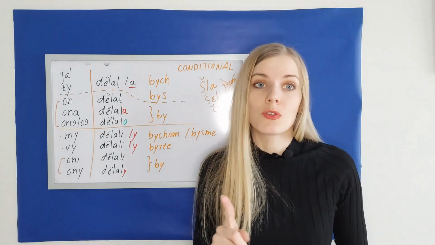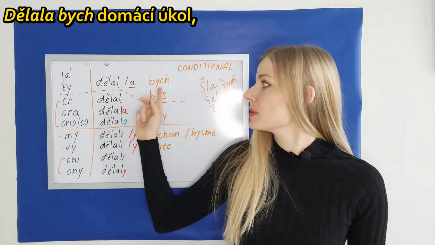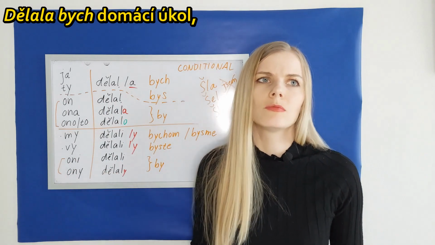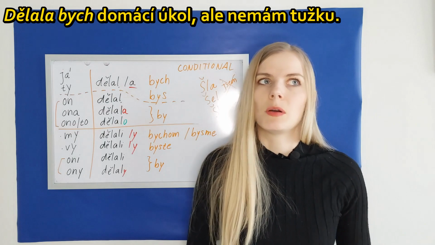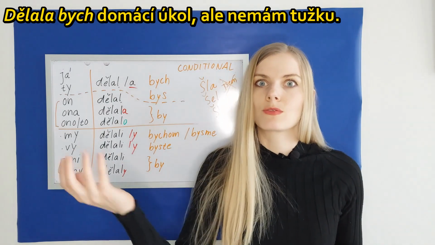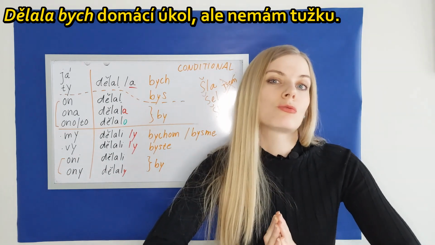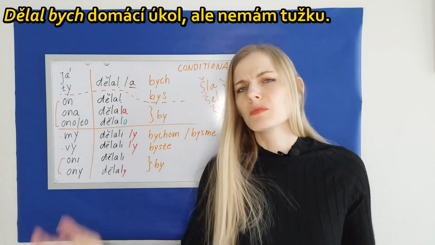So, I would do homework. I say as a woman, dělala bych domácí úkol, but I don't have a pen. Ale nemám tužku. Nemám propisku, but you would usually say tužku, like anything to write with. Dělala bych domácí úkol, ale nemám tužku. A man would say, dělal bych domácí úkol, ale nemám tužku.